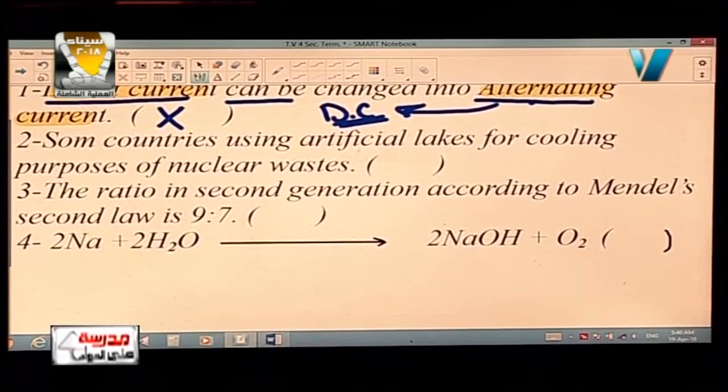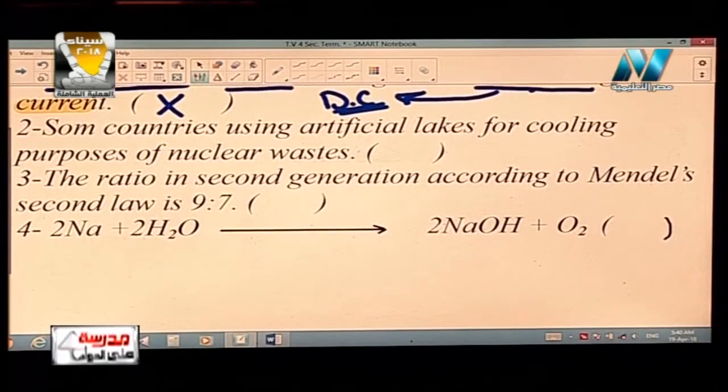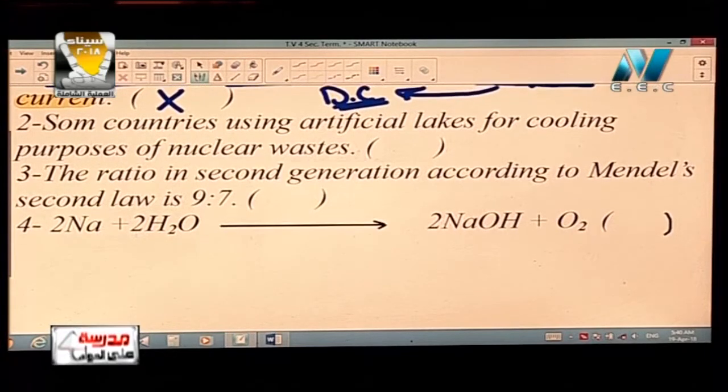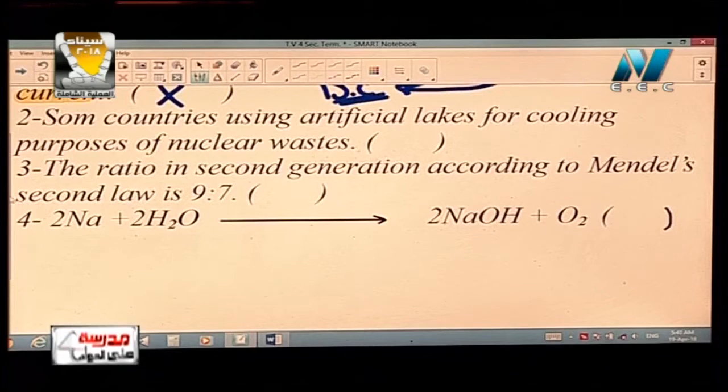Next question says some countries using artificial lakes for cooling purposes of nuclear wastes. Again, some countries using artificial lakes for cooling purposes of nuclear wastes. Of course the answer here is right, because some nuclear countries use artificial lakes for cooling purposes of a nuclear waste.